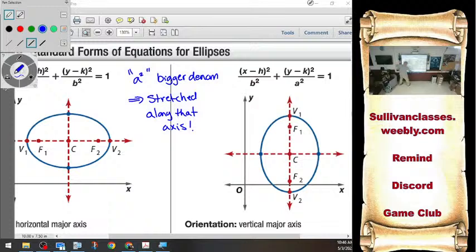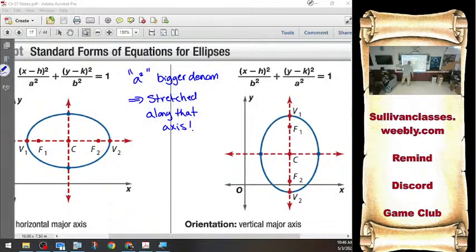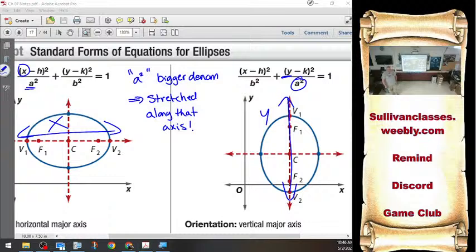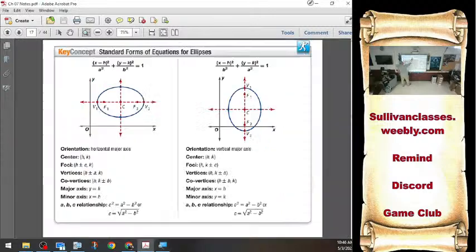Since A squared was with the X term, it's stretched along the X axis. It's stretched horizontally. Since A squared was with the Y term, it's stretched vertically along the Y axis. Okay? So, here we go. Drawing these is actually super easy.